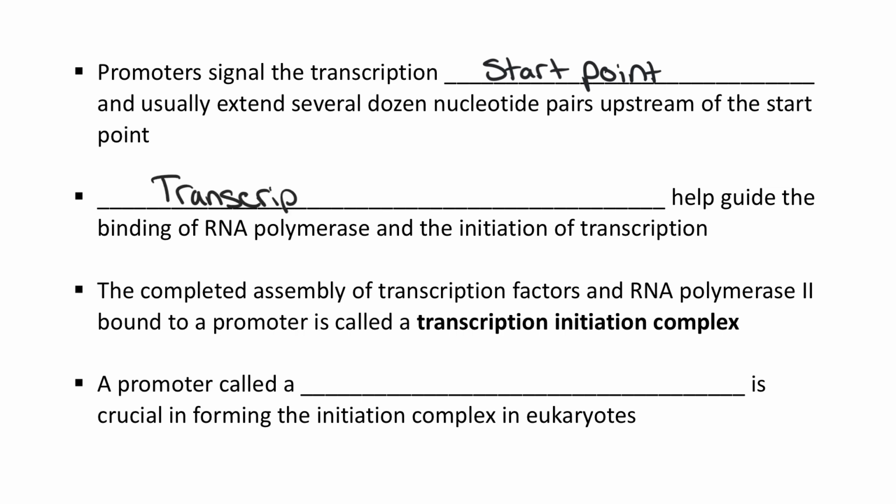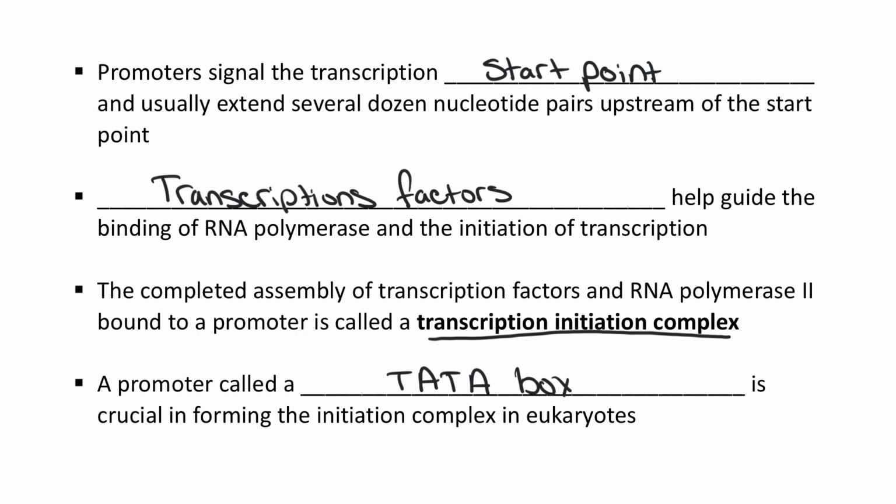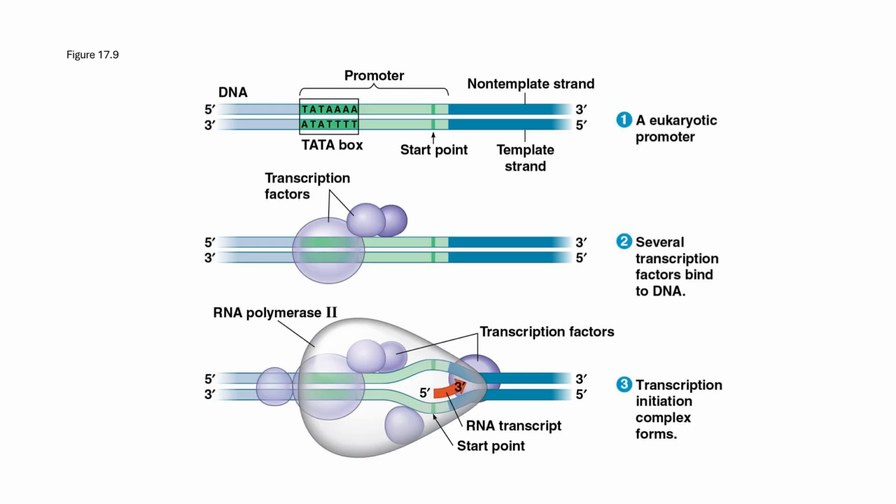Transcription factors are going to help guide the binding of RNA polymerase in the initiation of transcription. The completed assembly of transcription factors and RNA polymerase bound to the promoter is called the transcription initiation complex. A promoter called a TATA box is crucial in forming the initiation complex in eukaryotic cells. We can put all that together here.